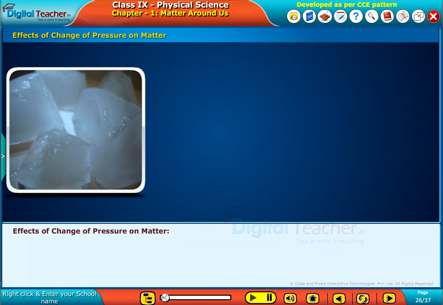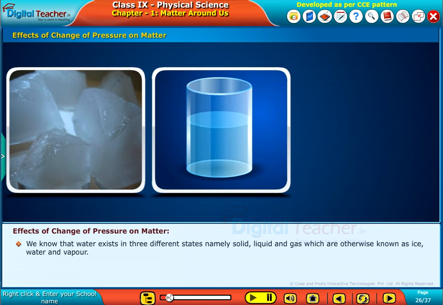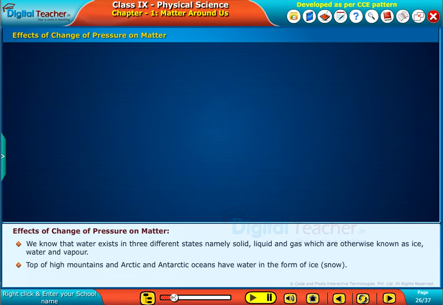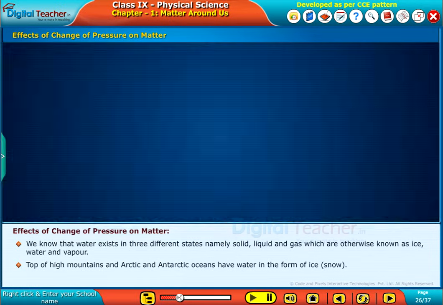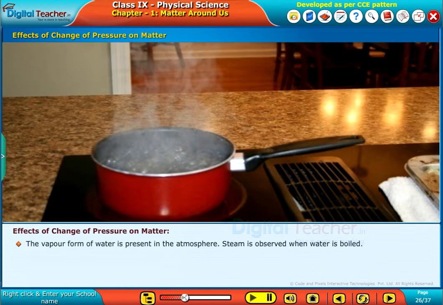Effects of change of pressure on matter. We know that water exists in 3 different states, namely solid, liquid, and gas, which are otherwise known as ice, water, and vapor. Top of high mountains and Arctic and Antarctic oceans have water in the form of ice, that is, snow. Oceans, rivers, and lakes have water in the liquid form. The vapor form of water is present in the atmosphere.